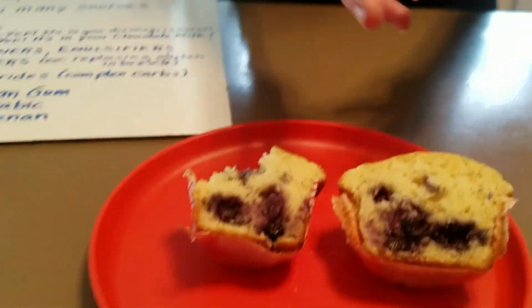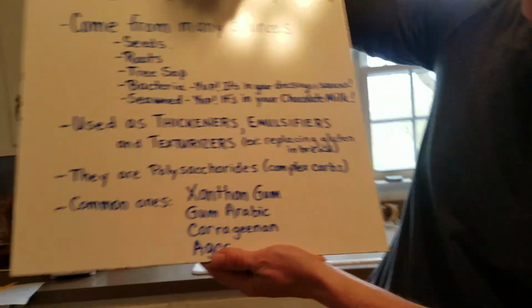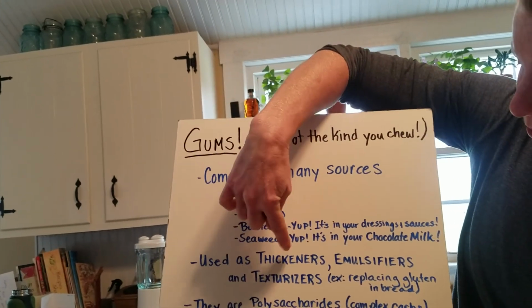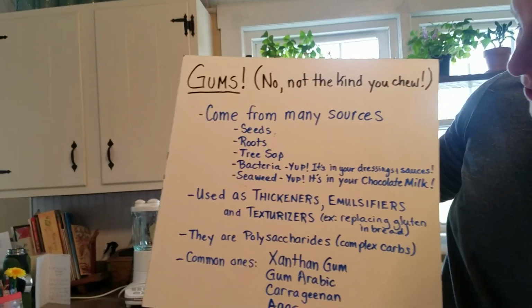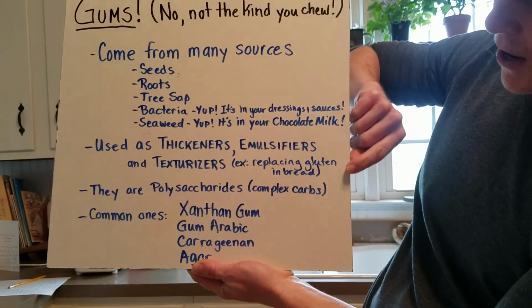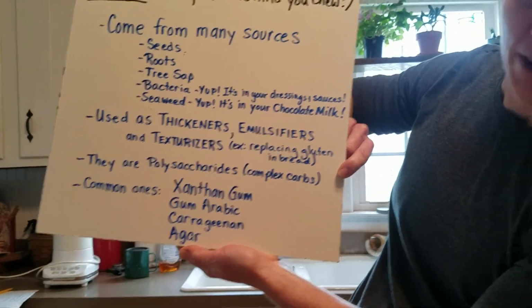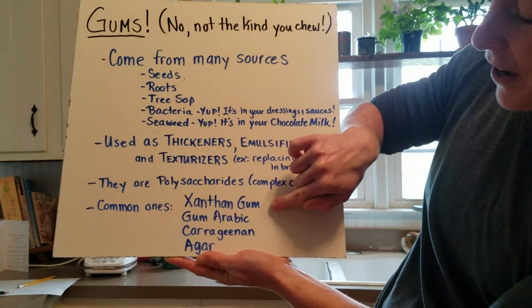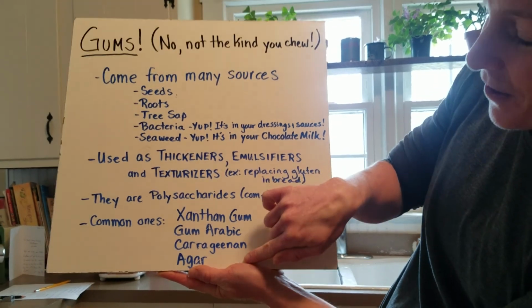So again, xanthan gum is a great substitute for gluten. It binds together your ingredients. If we did not use xanthan gum in these muffins, chances are really good they would be crumbly and they would fall apart and wouldn't be able to hold together. So again, some of the things we learned about gums: they come from lots of sources like seeds, roots, tree sap, bacteria, seaweed. They're used to thicken, emulsify, and texturize food, for example, replacing gluten in bread. They are polysaccharides. They belong in the complex carb family. And here are some common ones that you can look for in your foods: xanthan gum, gum arabic, carrageenan, and agar.